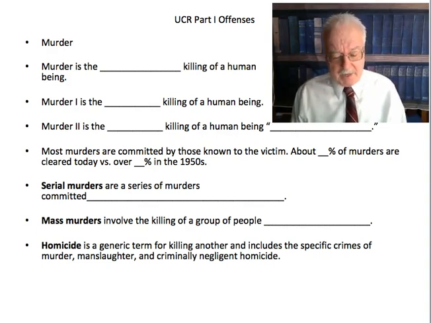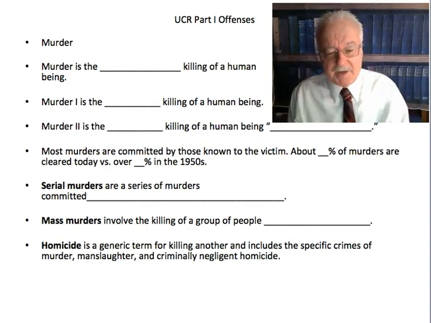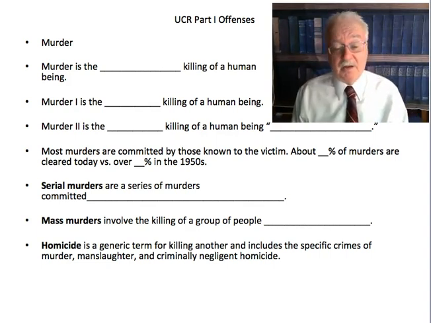On the other hand, we have mass murderers. And a mass murderer is somebody who kills a group of people, usually 4 or more, at the same time. So the person walks into a store or a nightclub and begins shooting up the place and killing people. That would be a mass murderer.